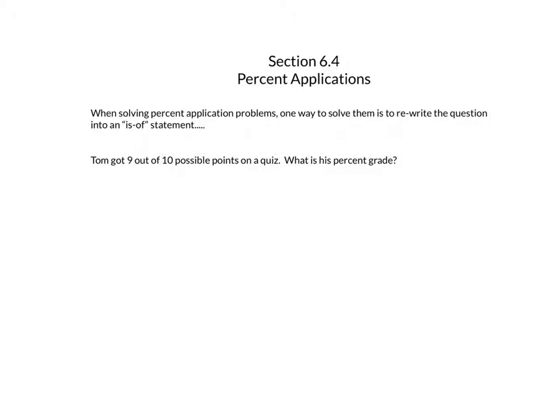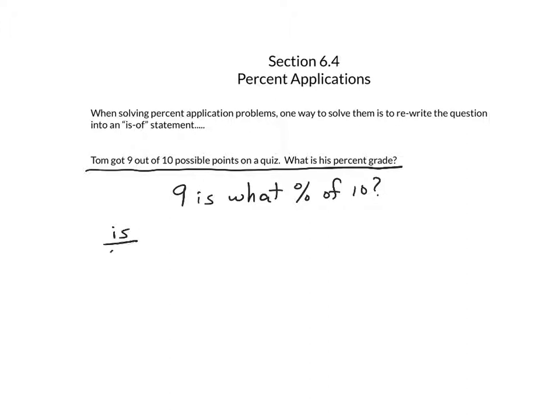But let's set this up into an is-of type question. What it's really saying is 9 is what percent of 10? What I've done is I've taken the question and I've written it into an is-of statement. Now I can use the idea of is over of equals percent over 100 to solve it. My 9 is my is, of 10.